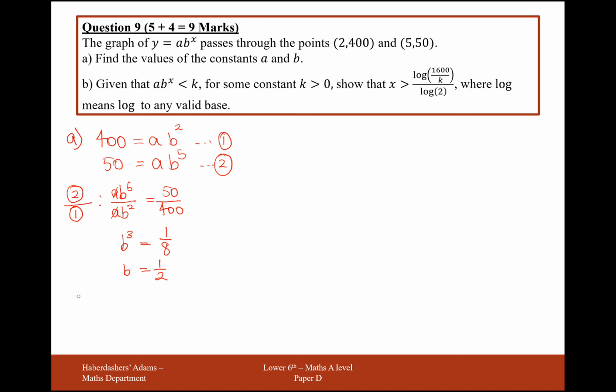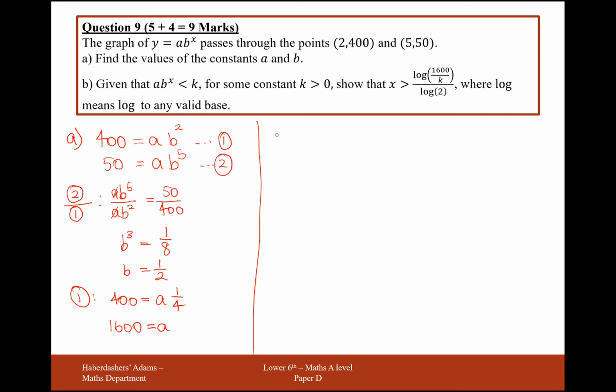And then if we plug this back into equation 1 here, we're going to get 400 equals a times a quarter. So timesing up by 4, you get 1600 equals a. Okay, great. So that's the value of a and b.